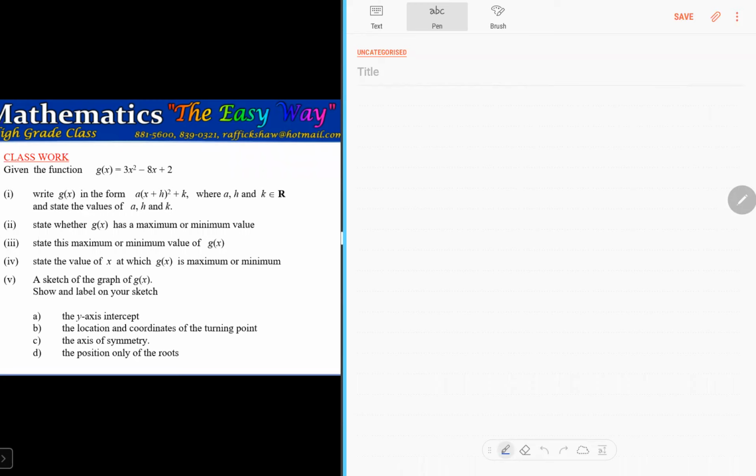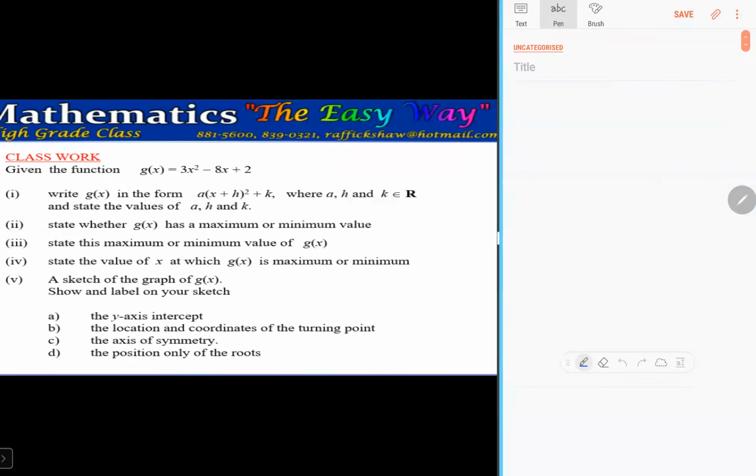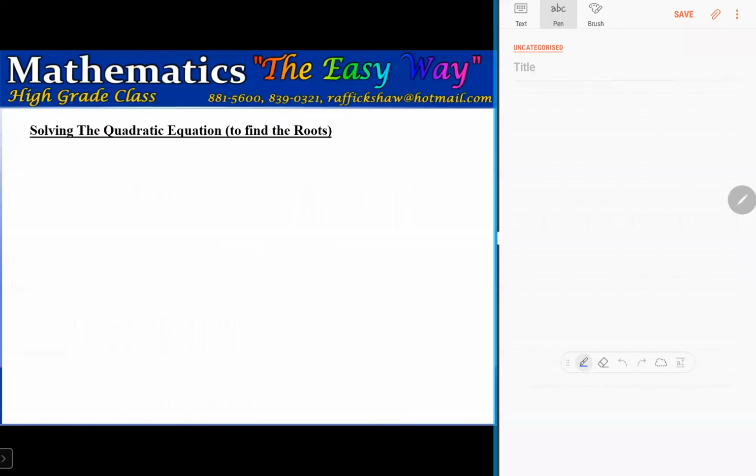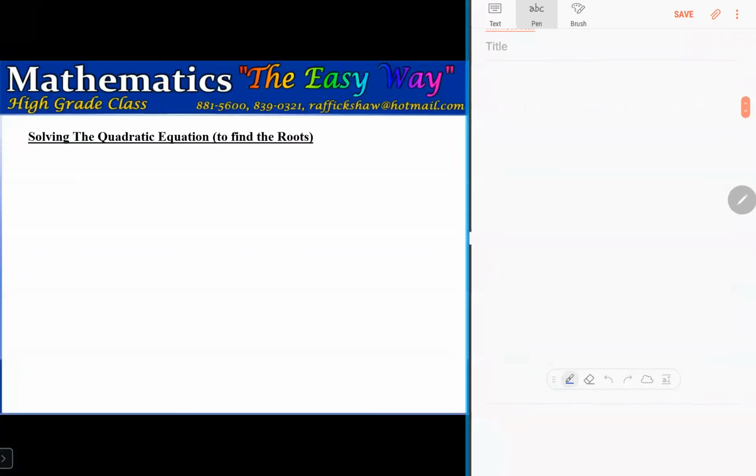Let's get into how we find the roots. So let's go to the PowerPoint now. All right, so solving the quadratic equation to find the roots. As I go, I'm going to see if I can do a little thing over here. So let's go back again.